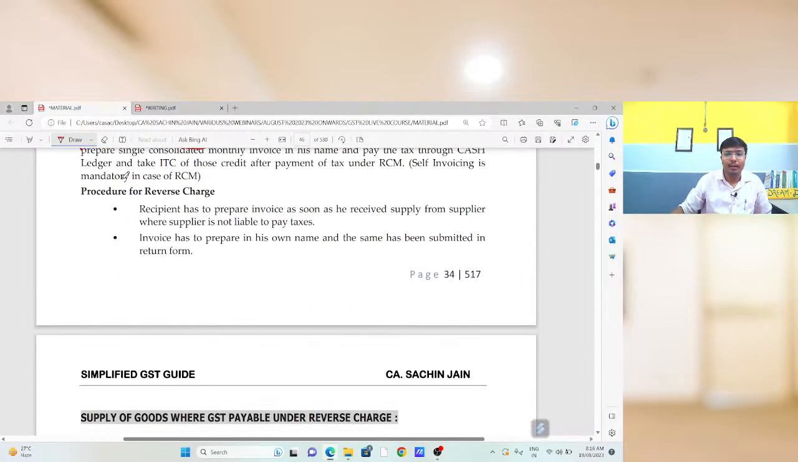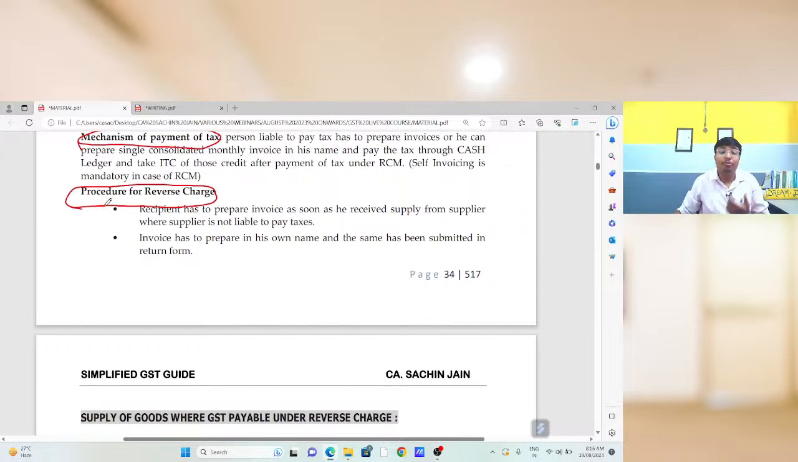Now, procedure for reverse charge mechanism. What is the procedure in case of reverse charge mechanism, as a departmental authority when we go for the audit, or as a taxpayer when we file our return? Under reverse charge mechanism, this concept is also known as self-invoicing system.